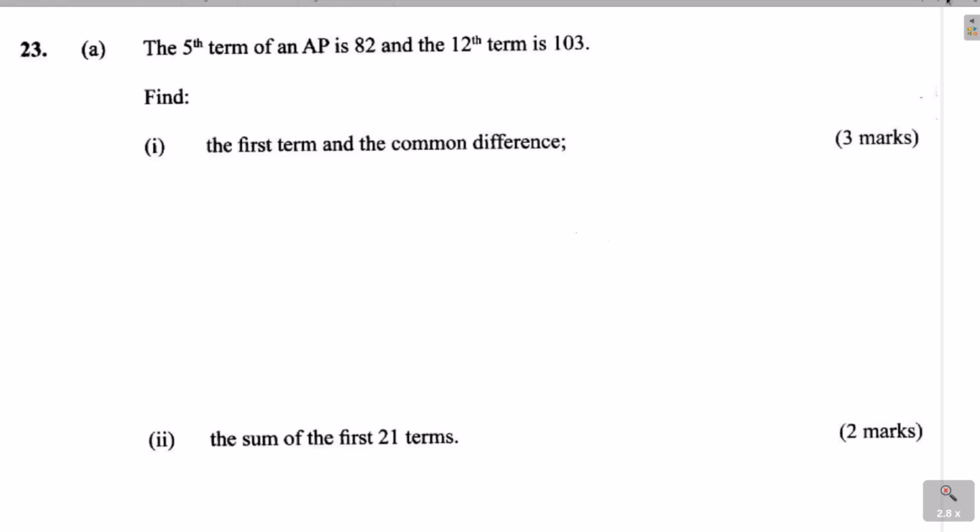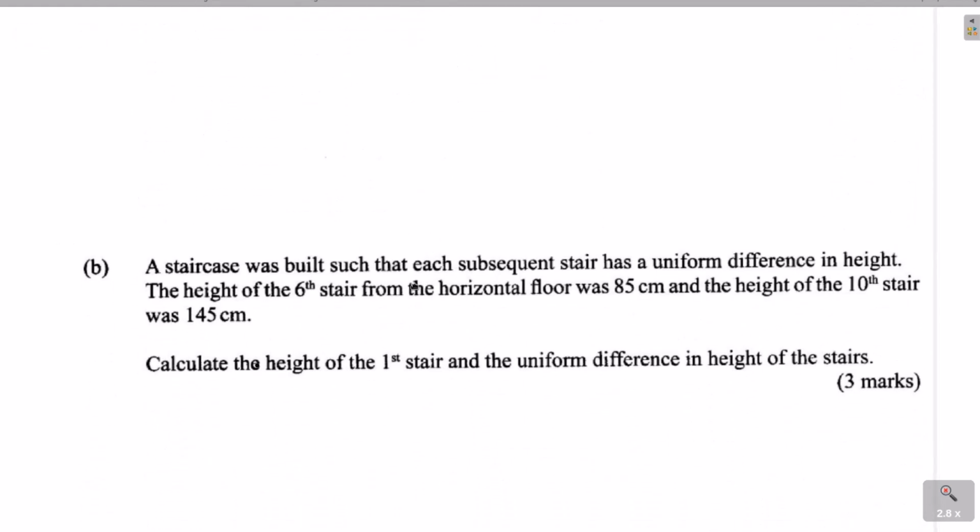Sequence and Series, KCSE 2017, question number 23. The fifth term of an AP is 82 and the 12th term is 103. Find 1. The first term and the common difference. 2. The sum of the first 21 terms.